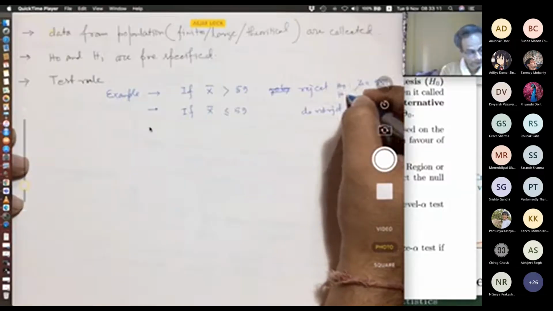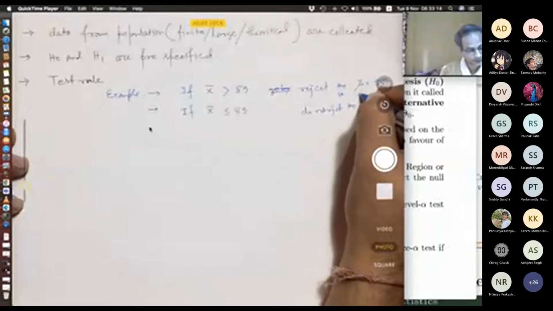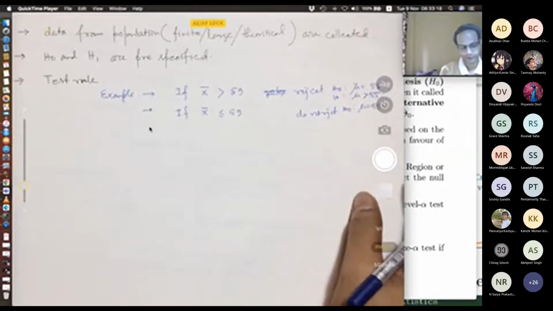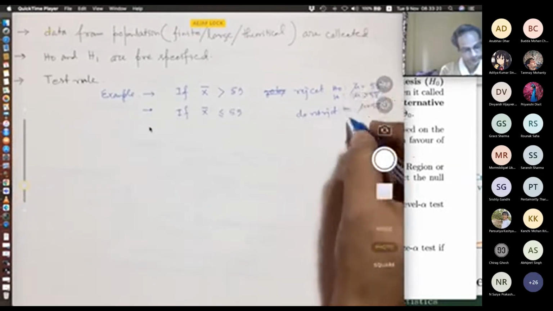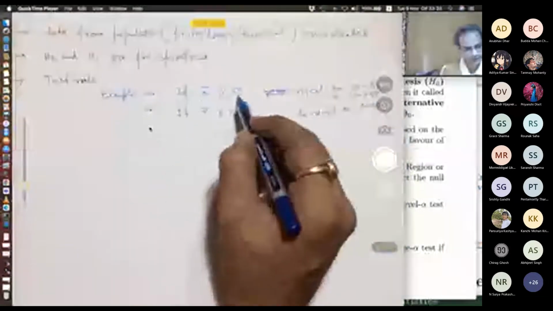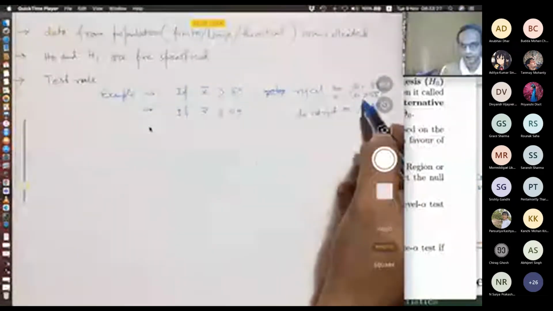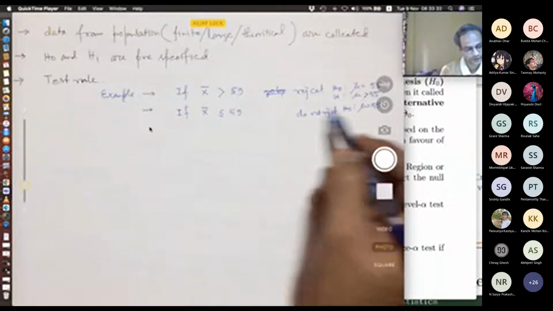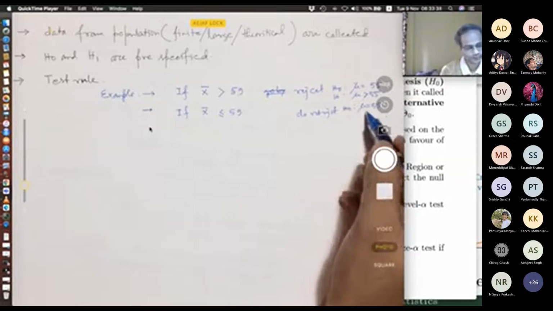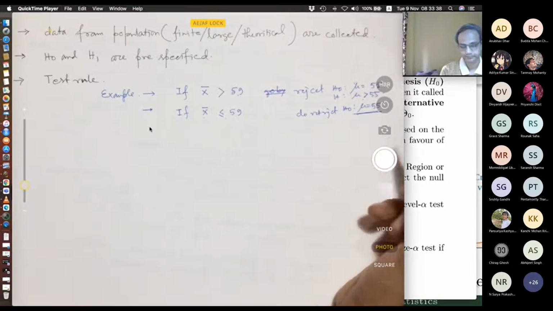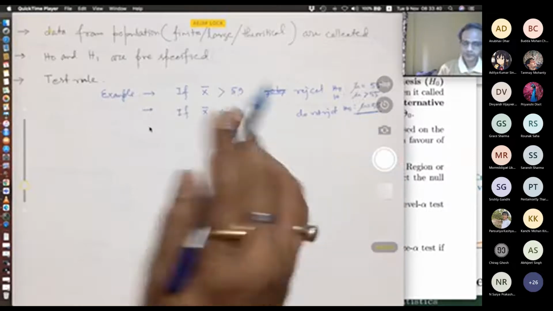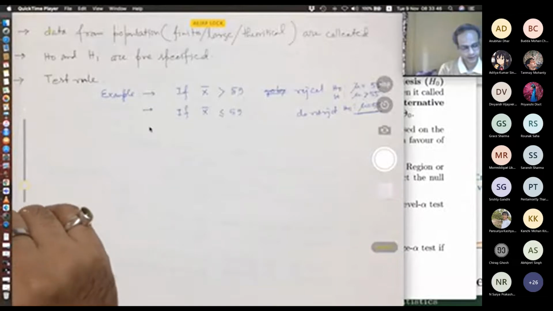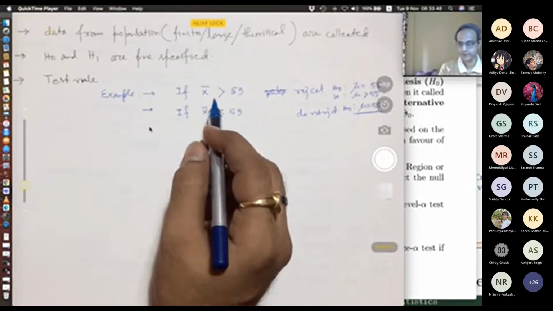and H1 is claiming that mu is greater than 55. Okay, so if x bar is greater than 59, I will reject H naught and I will go by H1. If x bar is less than or equal to 59, don't reject H naught. So you go by H naught, end of it. Suppose somehow I have come up with this rule; now you see that this is the rule given the data.